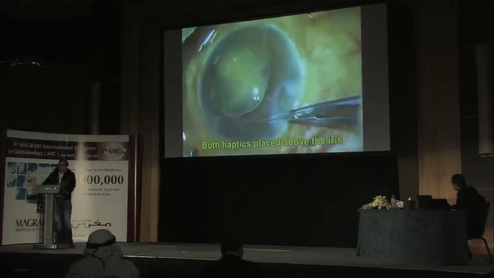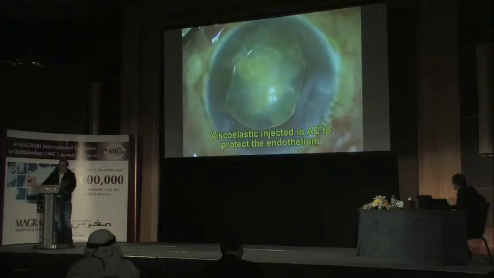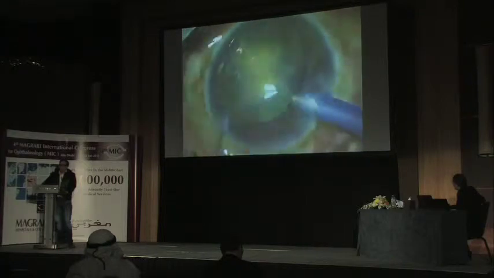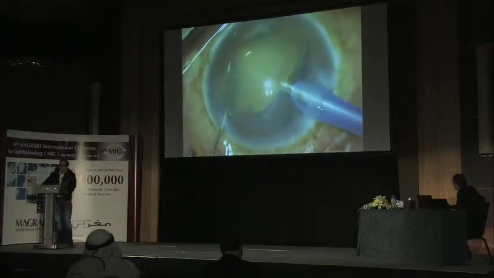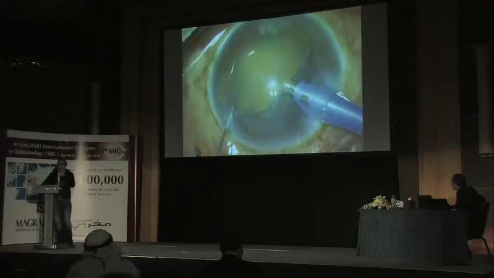You can keep both haptics above the iris. You can put both haptics into the sulcus if you have a good sulcus present. Inject some viscoelastic. But now you can see I can now phacoemulsify it. Play, please. Pause for a second. Now you can see there is an air pump also working. So I get a deeper chamber, but no fear of my nucleus going down.